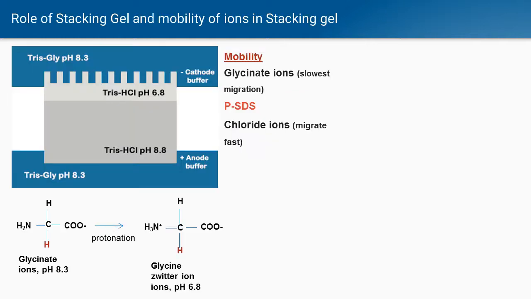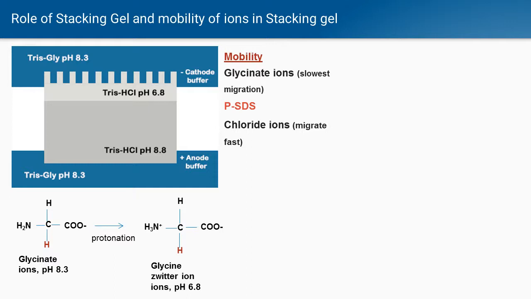I'll discuss it. See here. In the running gel buffer, the pH is 8.3. So when glycine is there in the running buffer at pH 8.3, it is in the form of glycinate ions, and when it enters the stacking gel, which has a pH of 6.8, there is a sudden drop in the pH from 8.3 to 6.8. So what happens?